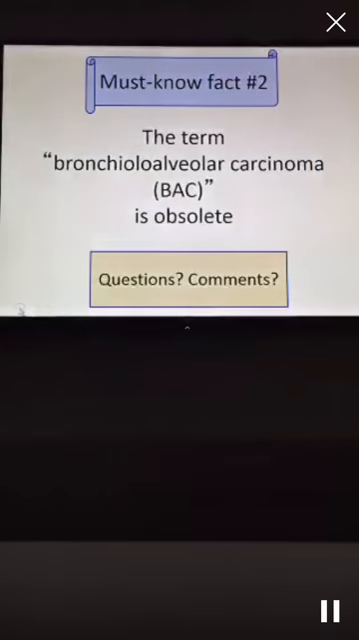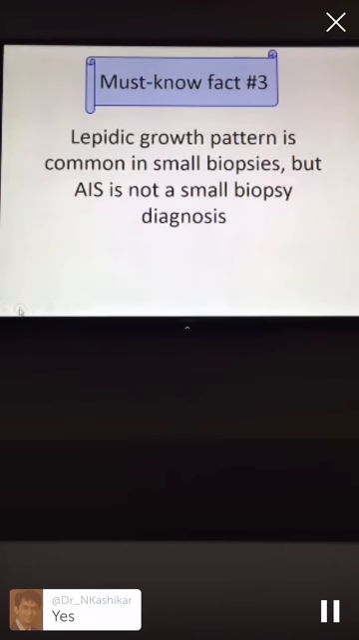All right, next. So this is the must-know fact. The term BAC is obsolete. I'm going to talk about the non-mucinous form soon, but anybody have any questions about the mucinous form of BAC, about what we should do with it? All right, so don't call it adenocarcinoma in situ.